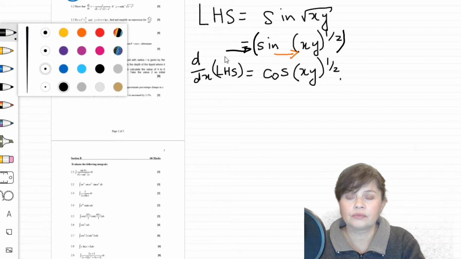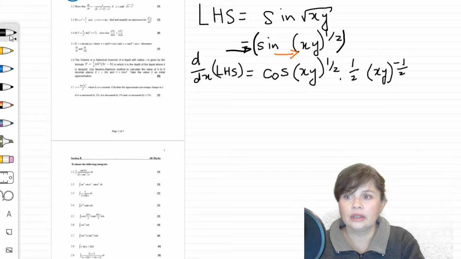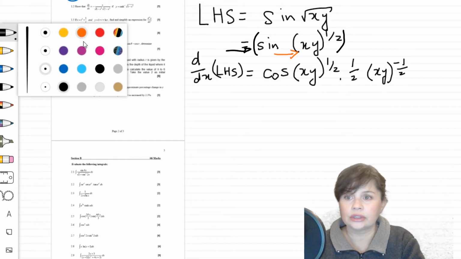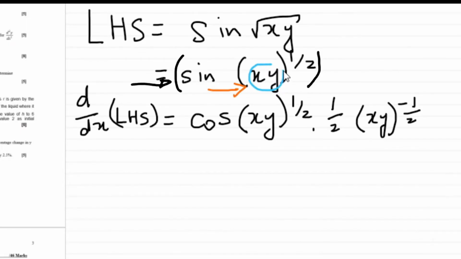which means you have a half, whatever's in the bracket stays, and it is the power minus 1, so it's going to be minus half. So that's the next layer. Your final layer that you're going to deal with is going to be whatever is inside of that bracket. So this here is the final layer, because you finally reached your independent variable over there.